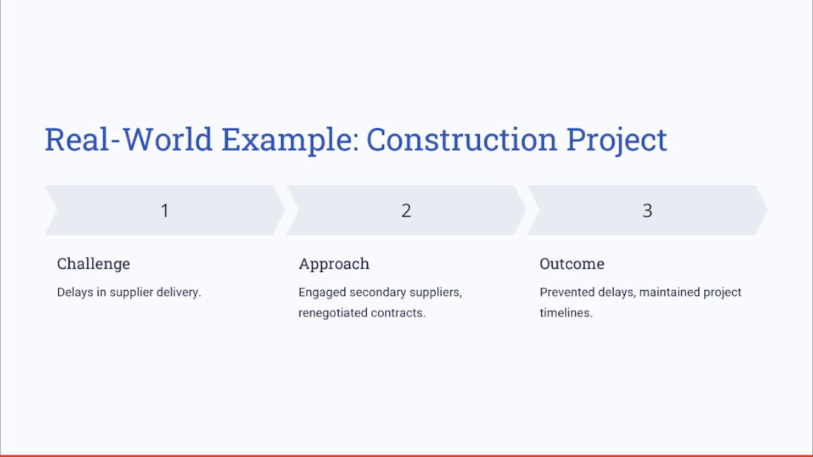Let's take a real-world example here of a construction project for handling the procurement risks. In a scenario where, in a construction project, a primary supplier failed to deliver materials on time due to logistic challenges, the project manager, as an approach, will engage with the secondary suppliers and renegotiate the contract terms to prioritize the critical items. And this proactive approach ensured that the timelines were maintained and avoided any cost overruns.